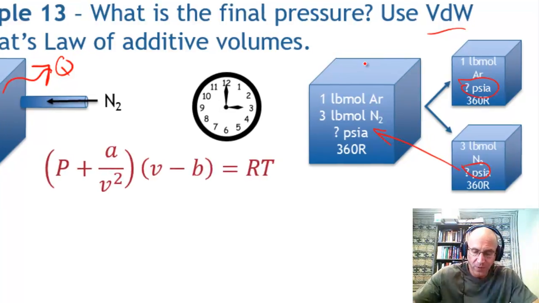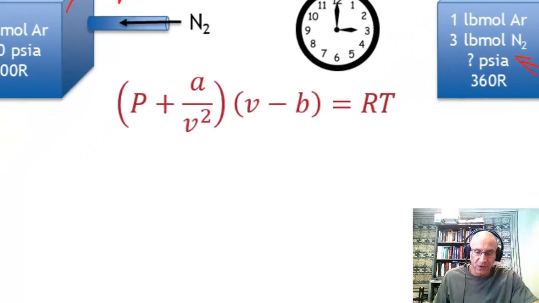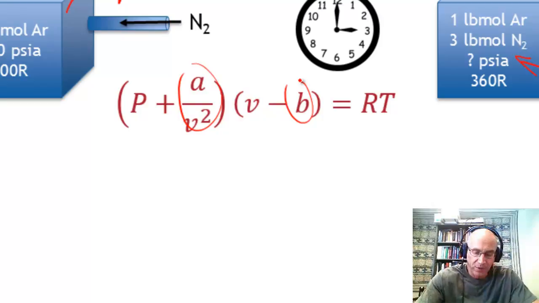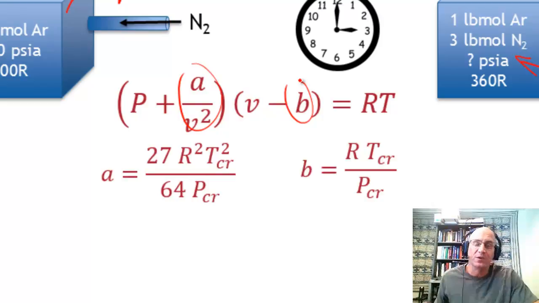Okay, so let's review the van der Waals equation of state. This is from chapter 3. If you remember, there were these 2 adjustments to the ideal gas law that van der Waals made. It had this pressure adjustment term here and this volume adjustment term here, which are these parameters a and b. Otherwise, it looks a lot like the ideal gas law. You can find values for those adjustment parameters a and b, and you can define those in terms of the value of R and the critical properties T_cr and P_cr. I give both of those equations here.